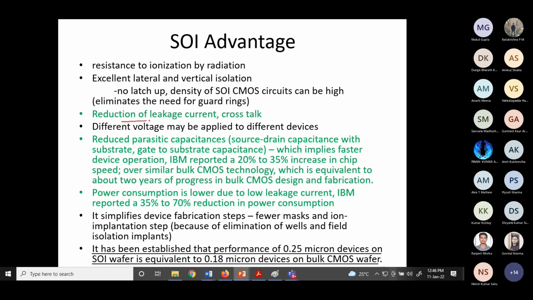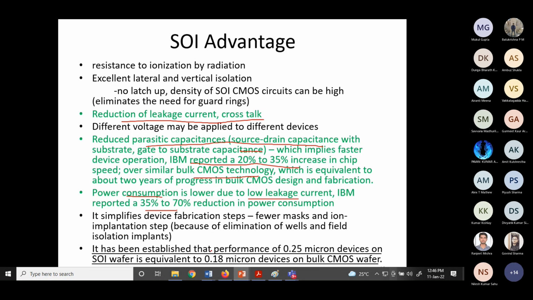So you see, I have mentioned reduced leakage current and crosstalk, and reduced parasitic capacitances that I have just now discussed, which will improve the device performance. IBM reported a 20 to 35% increase in the chip speed if you use an SOI wafer compared to bulk conventional CMOS technology, right? And because of this low leakage current, your power consumption will reduce, right? All these advantages will help you to reduce the device dimension, right?